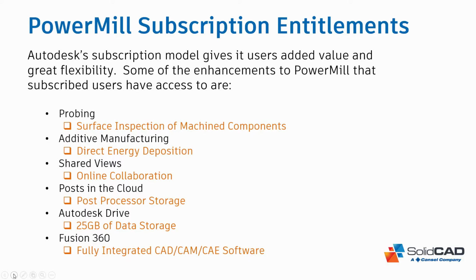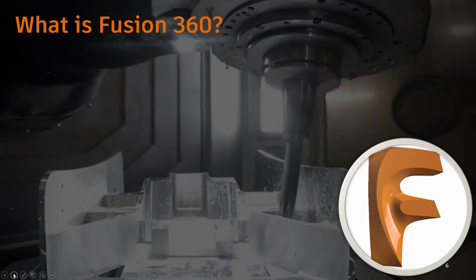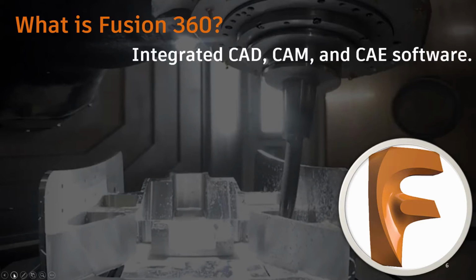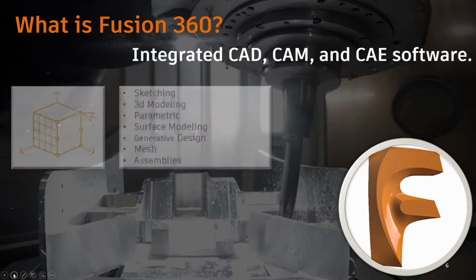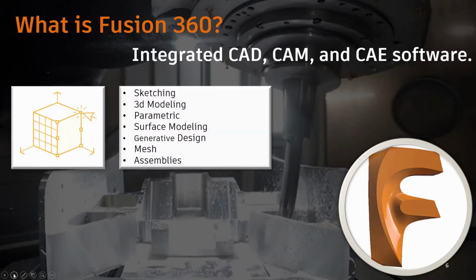So here are some of the entitlements of what a PowerMill user receives with a subscription seat of the software. Probing, toolpath strategies for additive and hybrid manufacturing, some cloud-based collaboration tools, cloud storage and accessibility, and lastly, a seat of Fusion 360. So with that, what is Fusion 360 then? Well, Fusion 360, if you're not aware, is a fully integrated CAD, CAM, and engineering solution that allows you to take your ideas to life with design tools like sketching, 3D modeling, surface modeling, generative design, and more.